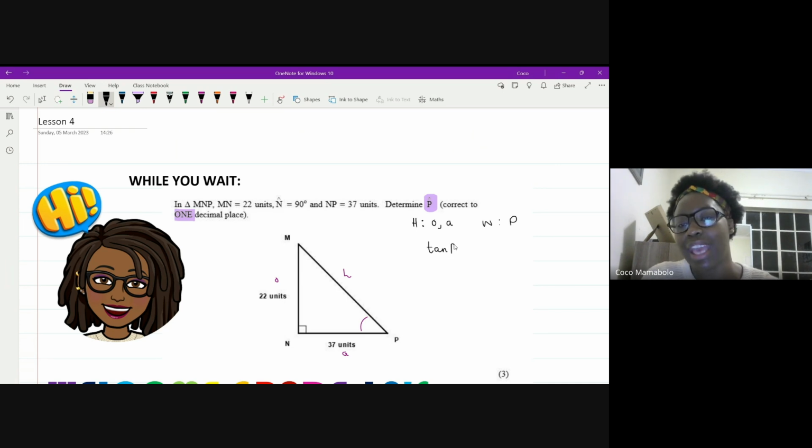So tan of the angle P is equal to opposite 22 over adjacent 37, but I just want P, so I'm going to click arctan or shift tan of 22 over 37. If I put that in my calculator, I'm going to get 30.7. It technically says 30.74, but they want one decimal place, so 30.7 degrees. That's how we're going to start today's lesson.